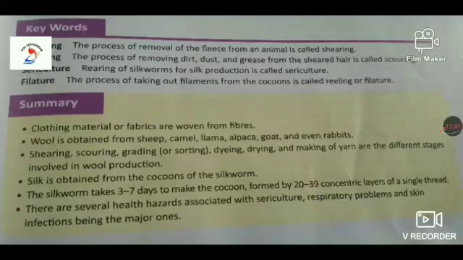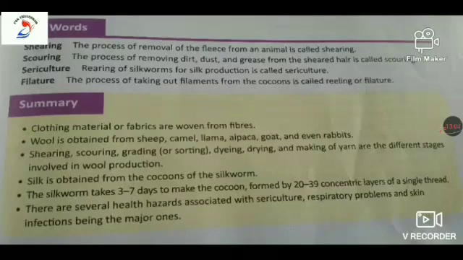Now let's see some keywords in this chapter. Shearing: the process of removal of the fleece from an animal is called shearing, which I was recapping in the previous sessions. Scouring: the process of removing dirt, dust and grease from the sheared hair is called scouring. Sericulture: rearing of silkworms for silk production is called sericulture. Then filature: the process of taking out filaments from the cocoon is called reeling or filature.